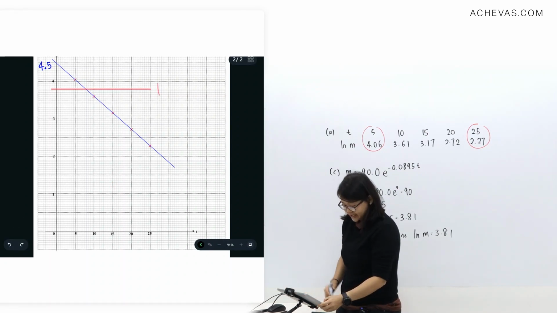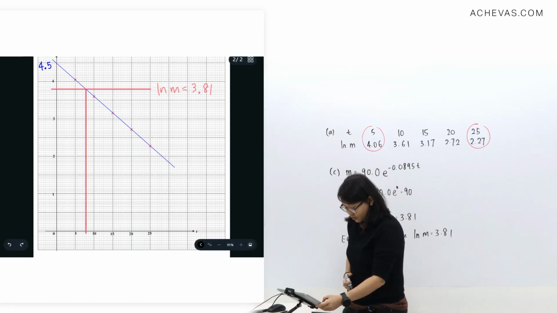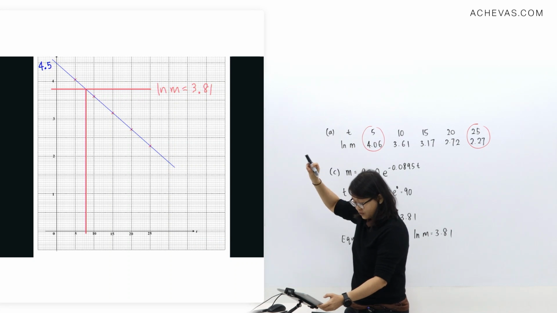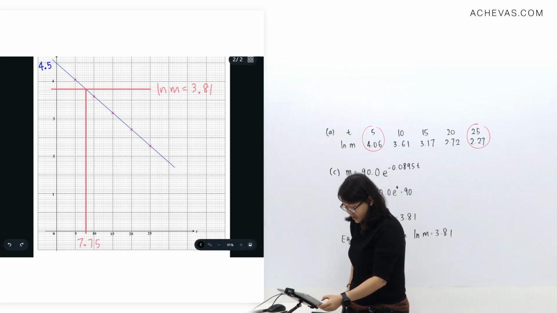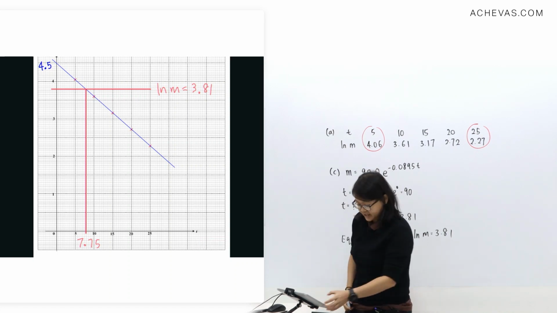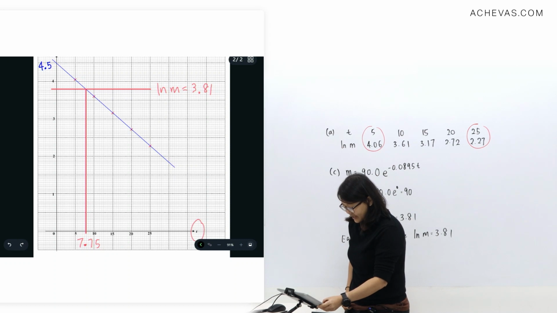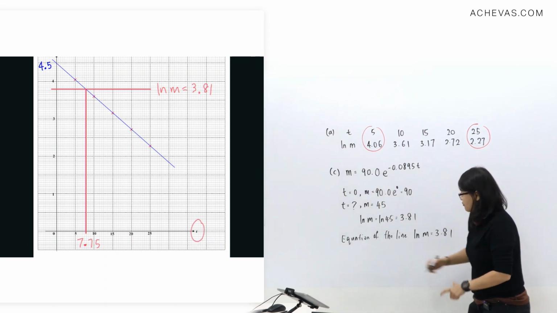Now what you're going to do is that you add the line in your graph at ln m equals to 3.81, which is a horizontal line over there. And read the value from the point of intersection, read downwards. Let's read the value over there. So I'll be getting 7.75. And one more reminder, always check the axis is t, okay? So I'm going to write down here from graph.